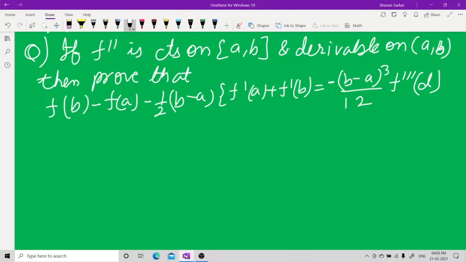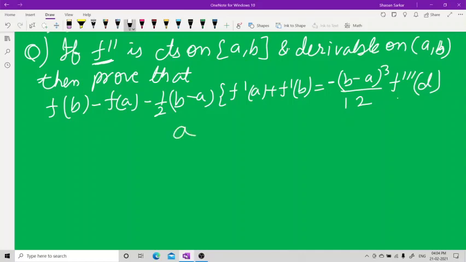This is twice differentiable, it has a double derivative, so its third derivative will also exist. It is already, it means it will have a third derivative as you are seeing here. So understand the concept before you start the question.